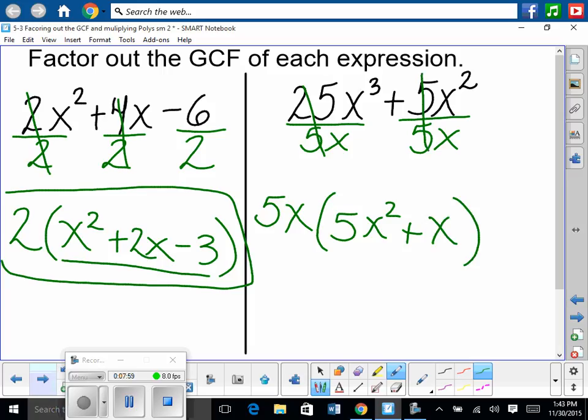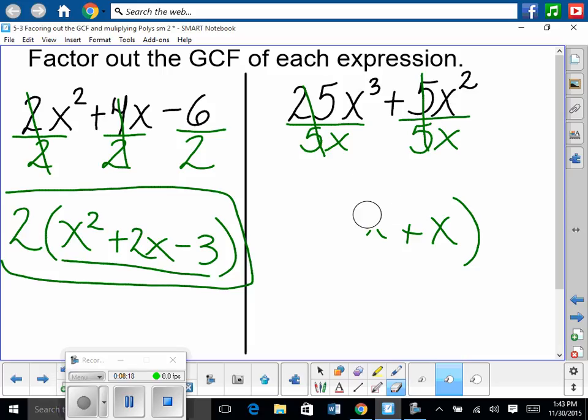Now look inside our parentheses. Was there something more in common? Yes, look, there's x's. There shouldn't be anything more in common, so we didn't factor out the greatest common factor. Shouldn't we have pulled out another x? So I'm going to go back and say, okay, no. I'm going to pull out 5x squared instead, because that's greater. So 5x squared. There we go.